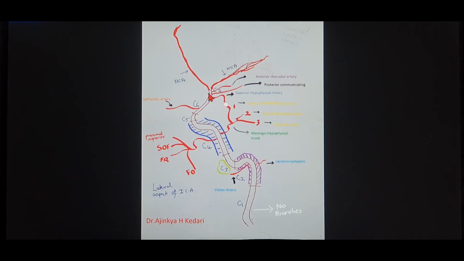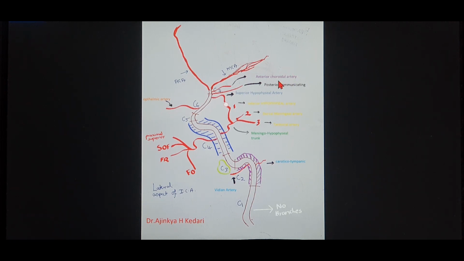Now coming on to the final part, which is the C7. We all know C7 terminates into the anterior cerebral artery and the middle cerebral artery. Also, two more branches are given off at the C7 level: the anterior choroidal artery and the posterior communicating artery. The posterior communicating artery connects the posterior cerebral artery with the internal carotid artery. This is the one which forms the circle of Willis. The anterior choroidal artery is the branch from the C7 part.